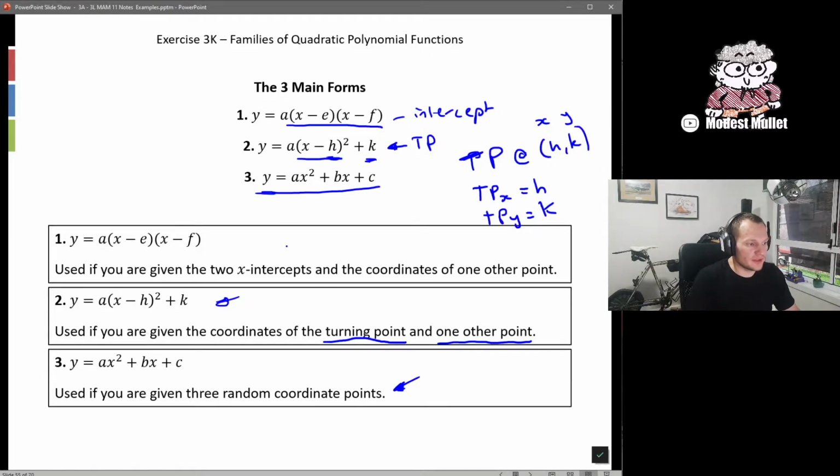And then finally, our intercept form we use if we're told information about the intercepts. If we're told what the two x values of the intercepts are, we can substitute that information in for e and f, and then we can use the one other point. Both these cases have one other point. We use that one other point to figure out what a is, again by substituting that point in for x and y and solving for a. Again, the whole purpose of this exercise is to find the equation of the curve when you know what points it goes through.